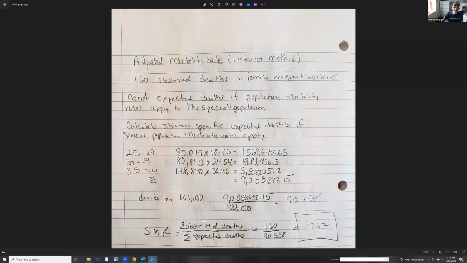Finally, we have to calculate the SMR. We sum the observed deaths, and we have 160. We sum the expected deaths, and we already did that. We have 90.558. So we get a value of 1.767. So as we can see, this is above 1, right? So 77% above 1. So this is telling us that there are greater deaths than would be expected among this migrant population. So something fishy is going on, or there's something wrong in the environment. So that gives us cause for pause, as they say.